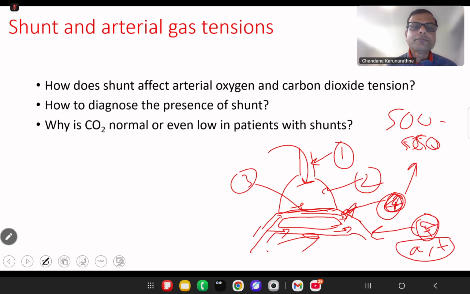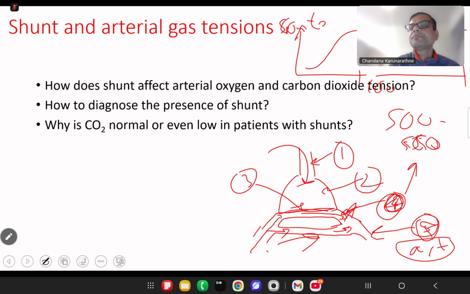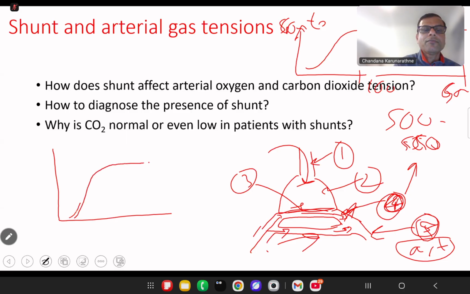When you look at this, usually you draw the oxygen dissociation curve something like this, up to 100 of PaO2, and you can get either saturation or content on this side. So I'll take content and make sure that I draw it up to 500, 600. So this is low. But if you shorten it to a shorter version, then you will see something like this.